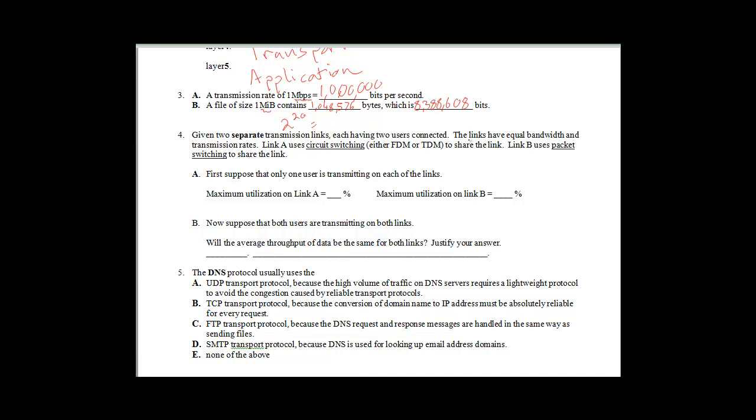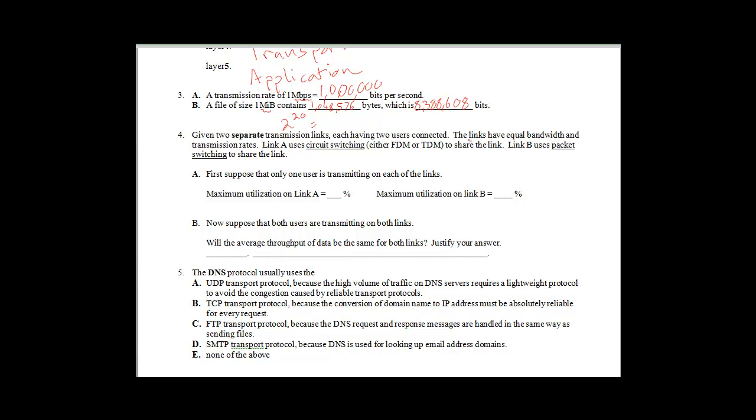Now we start to get into more conceptual stuff rather than just definitions. So here we are given 2 separate transmission links, each having 2 users connected. The links have equal bandwidth and transmission rates, but link 1 or link A is using circuit switching and link B is using packet switching.